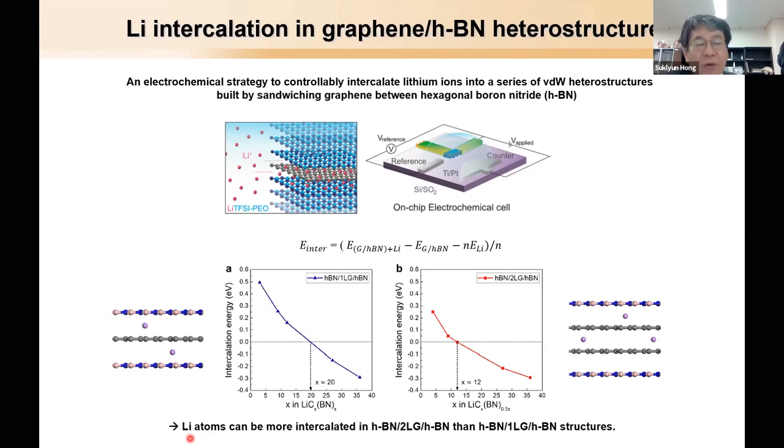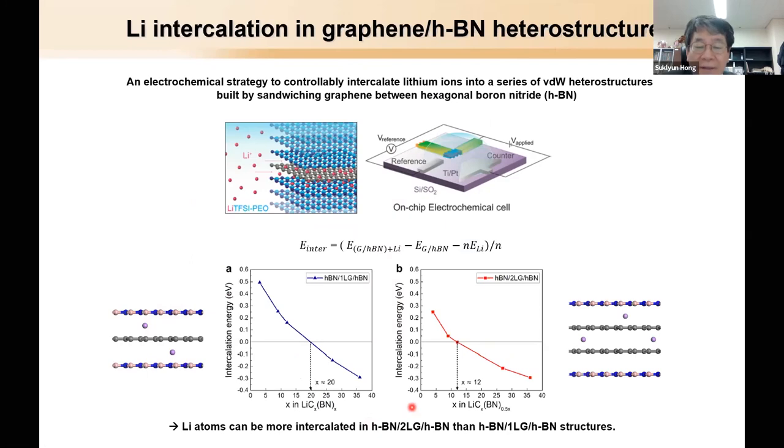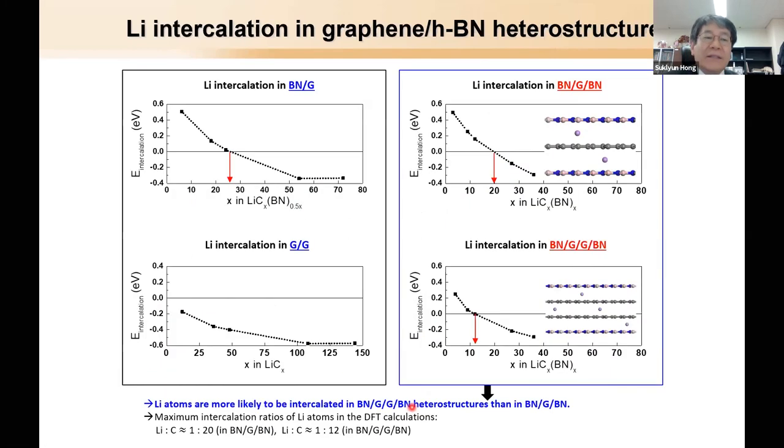to show that lithium atoms can be more intercalated into heterostructures with bilayers rather than with monolayers. And this is the intercalation energy result depending on the several kinds of heterostructures: the boron nitride graphene heterostructures with bilayer, and the graphene boron nitride heterostructure with monolayers and bilayers. Now you can see the negative intercalation energy means the easy formation of intercalation into these heterostructures. Also, the smaller value of x in this compound shows easier, more intercalation of lithium atoms into the heterostructures.